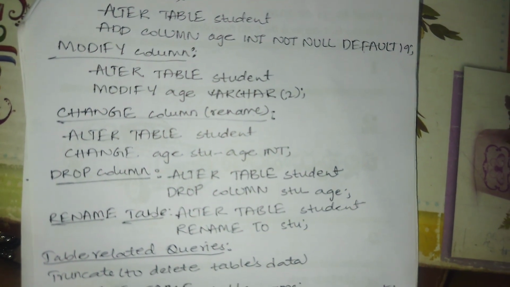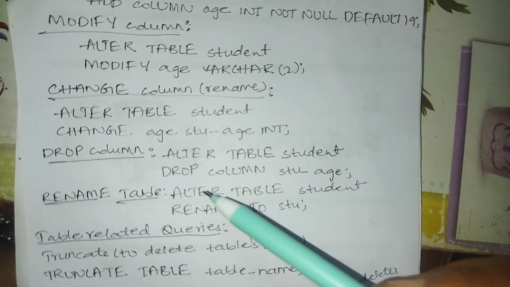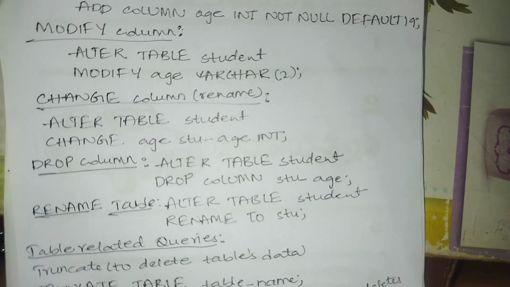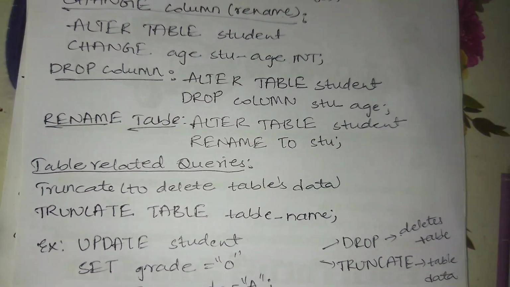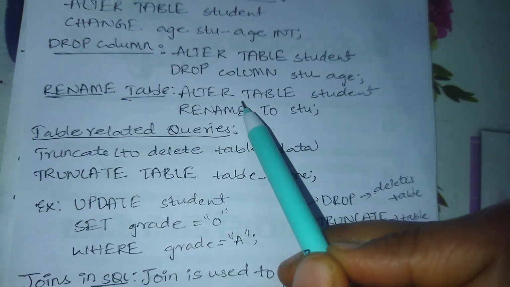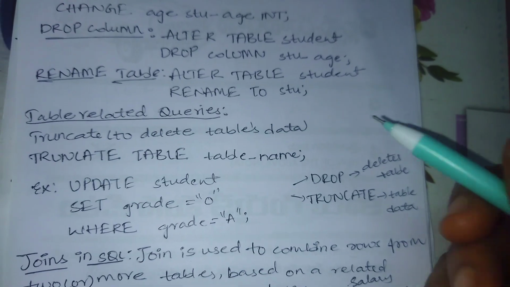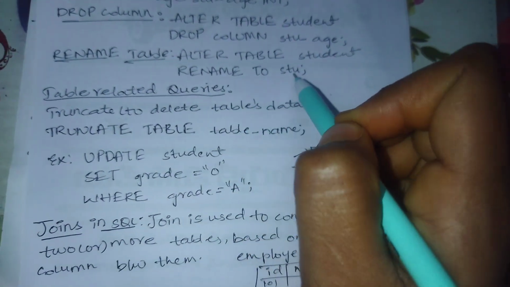Drop is used to delete the student age. Alter table student, drop column student age. Student age is deleted from the student table. Rename is used for changing the old value to a new value. Alter table student, rename to student.